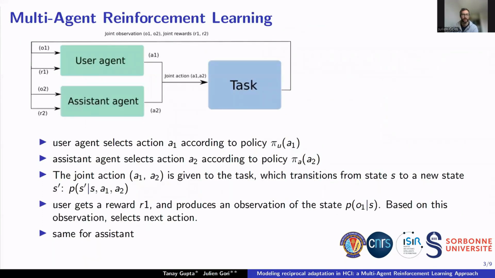To determine user and assistant behavior, we build on multi-agent reinforcement learning. In this paradigm, the user and assistant agents select actions according to a so-called policy. The joint actions are forwarded to the task, which transitions from a state to another according to some probability model. Upon transitioning, the task issues rewards to both agents, which then produce an observation of the new task state, and the cycle continues. The goal of MARL is to find the policies for both agents that maximize their rewards.